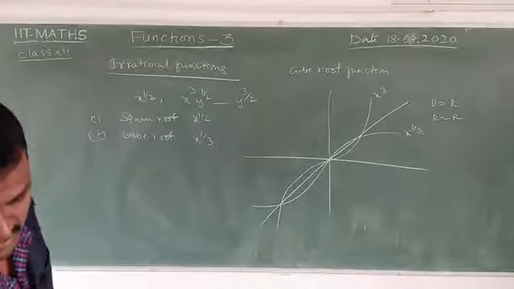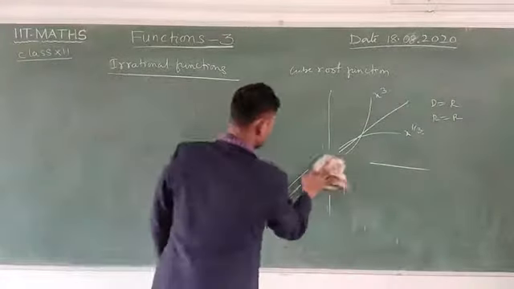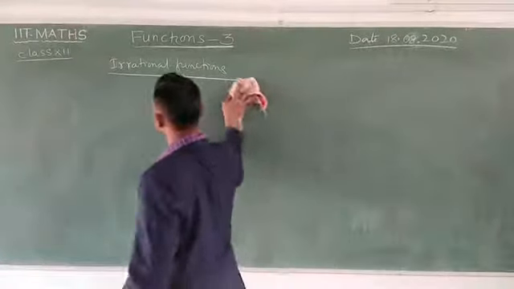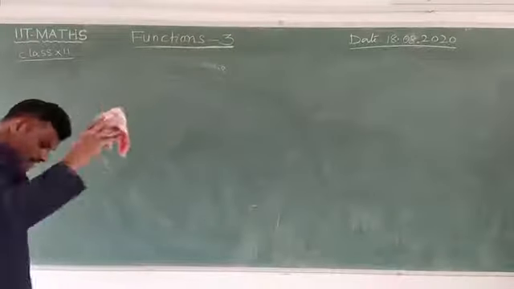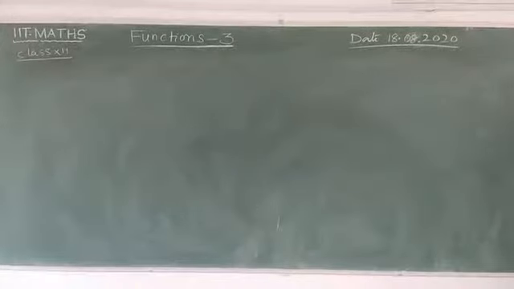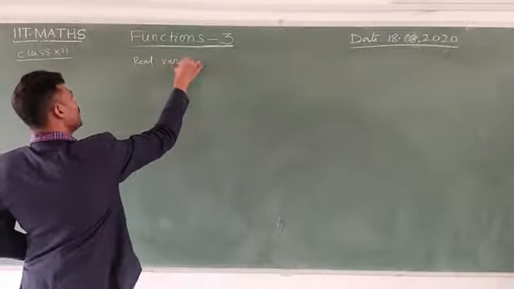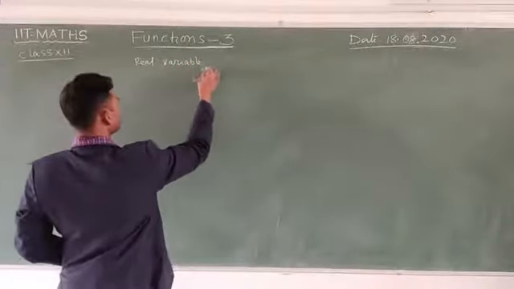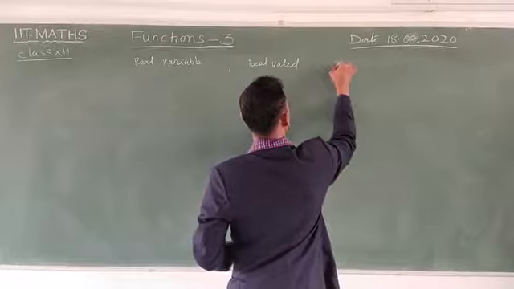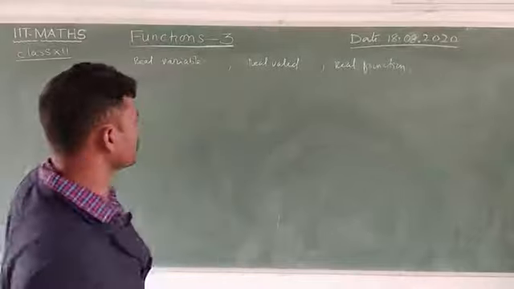Next. Rational function, irrational function. Next, real function, real variable function, real valued function. Okay, next, real variable function and real valued function, real valued function and real function. What is a real variable function? What is a real valued function?